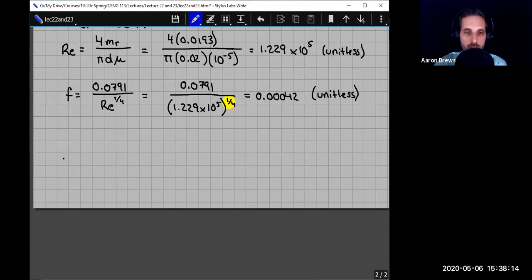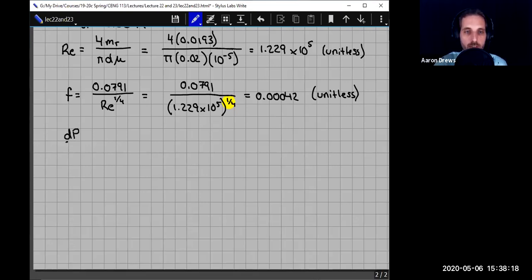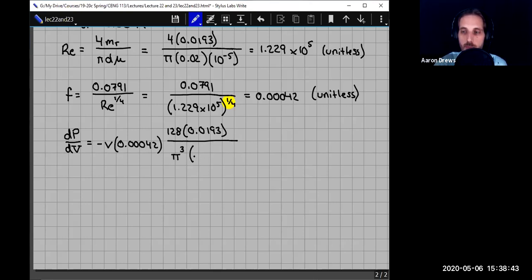Now we can plug that into our pressure drop equation. So we'll have dP dV will be equal to minus V times our friction factor, which is 0.00042, times 128 times our mass flow rate, which is 0.0193, divided by pi cubed, dimensionless number, and our diameter in meters, 0.02 to the seventh. Diameter does not need to be in meters, but if you're working in base SI units, then it needs to be in units of meters. So the end result here is minus 2.614 times 10 to the eighth times V.